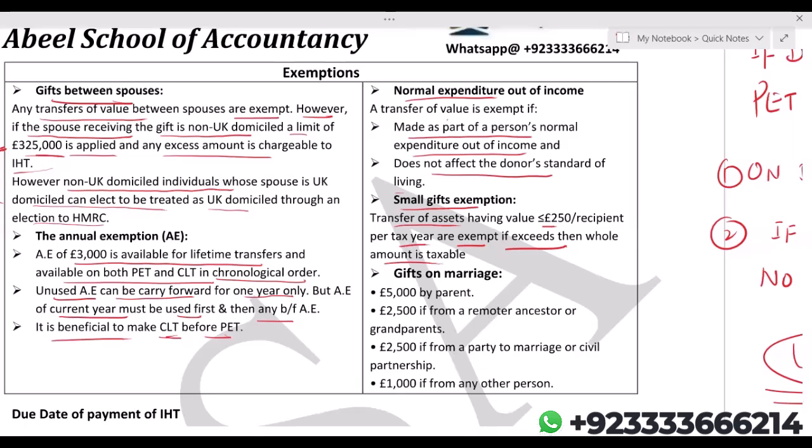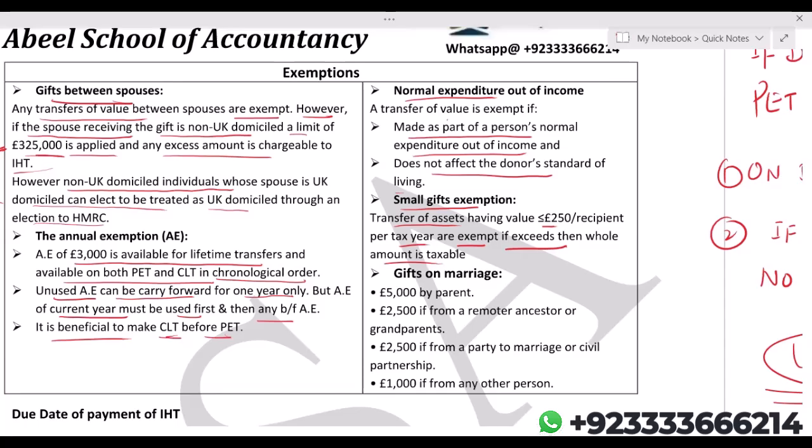Even if it is £300, I'll take it as an exempt expenditure because I'll say that it is a normal expenditure which is made regularly and it is not affecting the living standard of the donor. So you have to please read the question nicely. £300 is not a gift from a father to his daughter or son. The father is paying school fees.